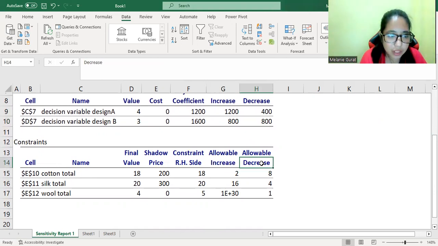In the next video, we will be talking about how to interpret all of this. Our objective here is simply to generate the sensitivity report. Thank you for watching.